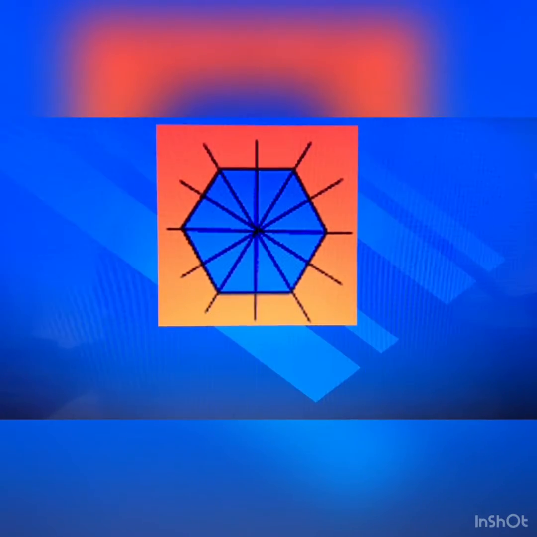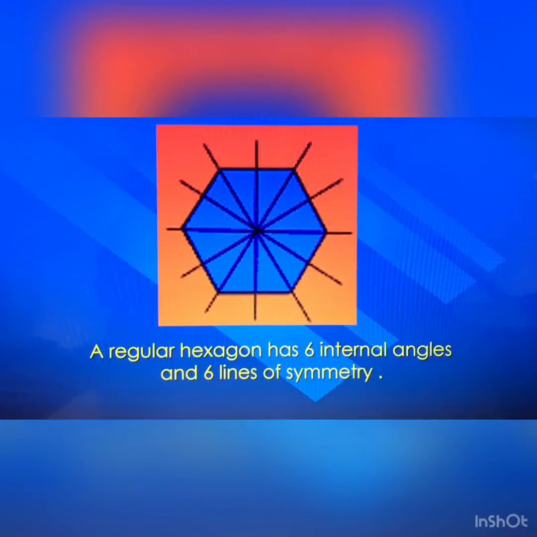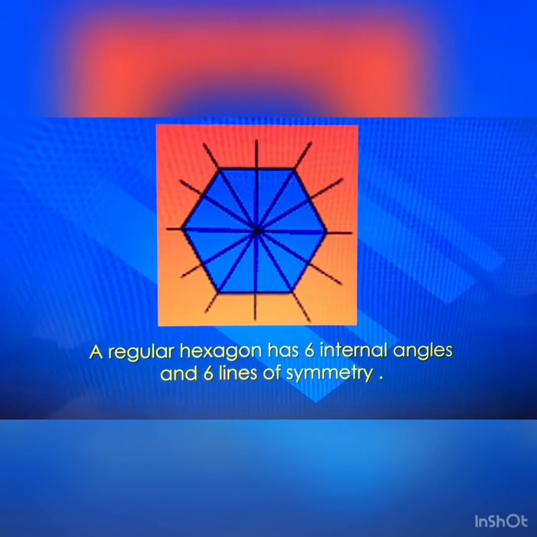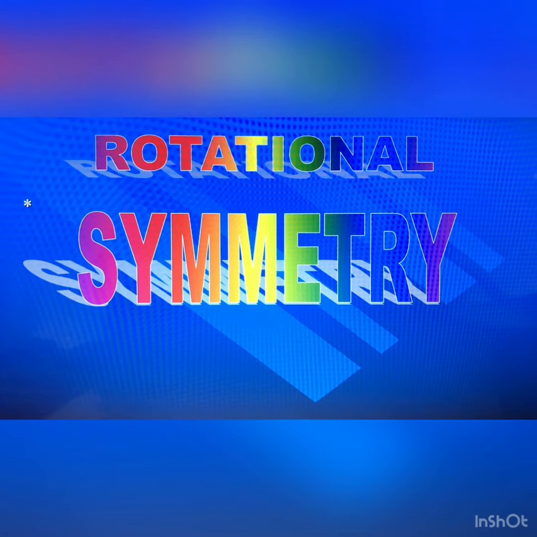And you can see here, this is a regular hexagon. So in this hexagon you will get 6 lines of symmetry. So a regular hexagon has 6 internal angles and 6 lines of symmetry. Now rotational symmetry. What about the rotational symmetry?